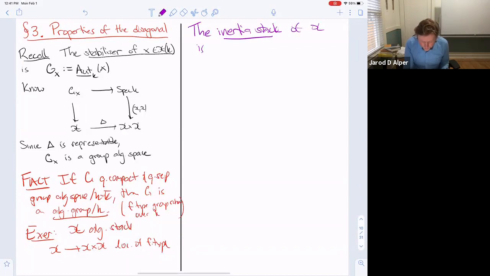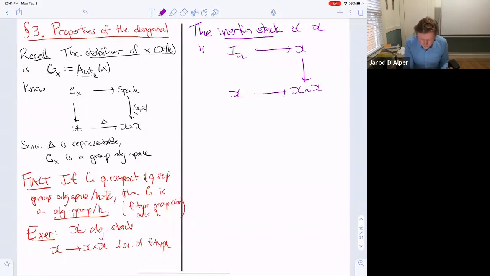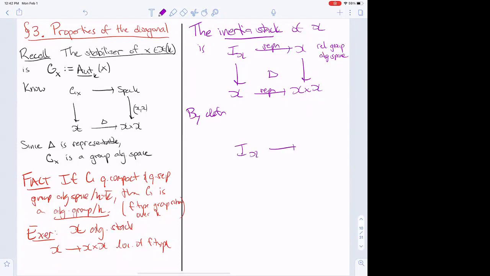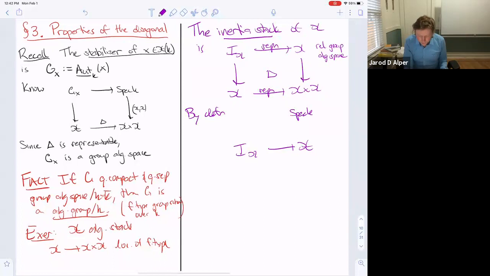The inertia stack of X is defined as the fiber product of the diagonal with itself. So it's sort of a relative group scheme, or at least a group algebraic space, over X. We know that this map is representable, so this is also representable. And by definition, if I take a fiber over a field-valued point, what you get is exactly the stabilizer group. So it packages all of the stabilizers together in a big family. But it's useful to keep in mind that it's not really a nice group scheme. It's not flat, for instance. These fibers are varying, jumping in dimension and whatnot.